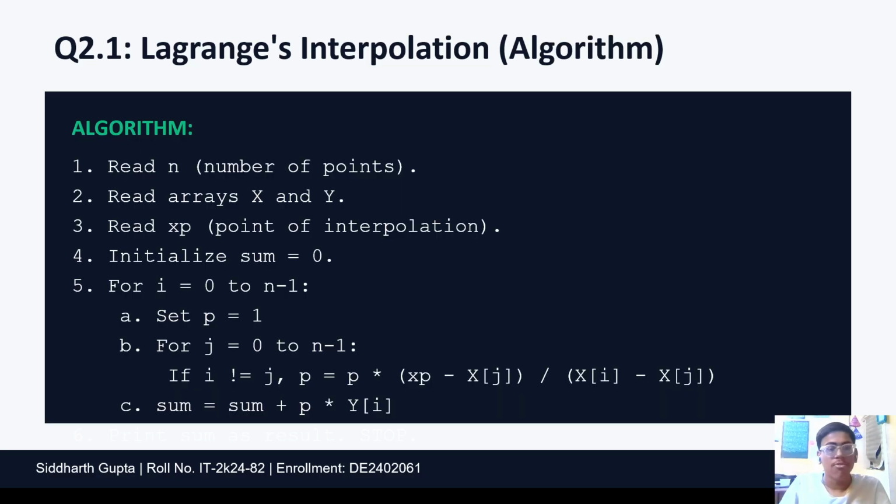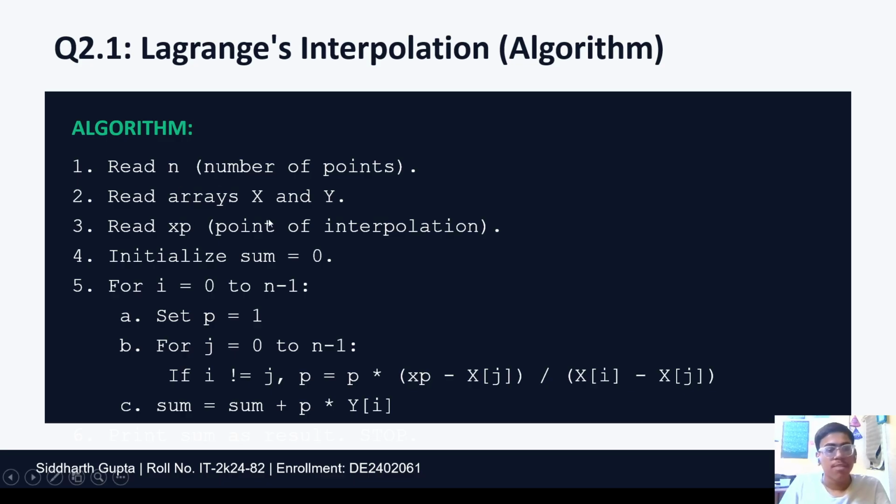Next we move on to the algorithm for Lagrange interpolation. We will read n, that is the number of points. We will read the arrays x and y, what are the values of x and y given in the table, that will be read as arrays. And if the number of data points is like 7, 8, 9, 10, whatever the number of data points given.